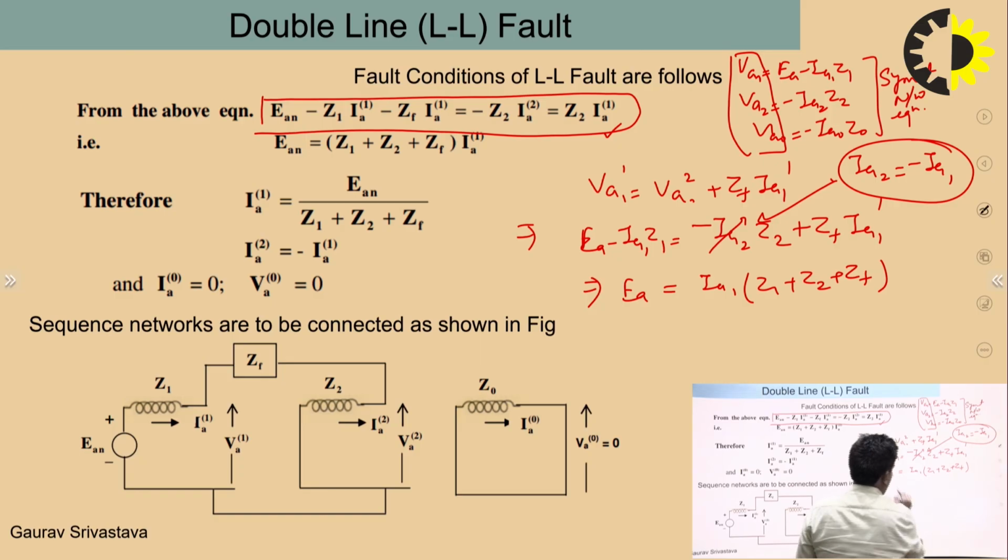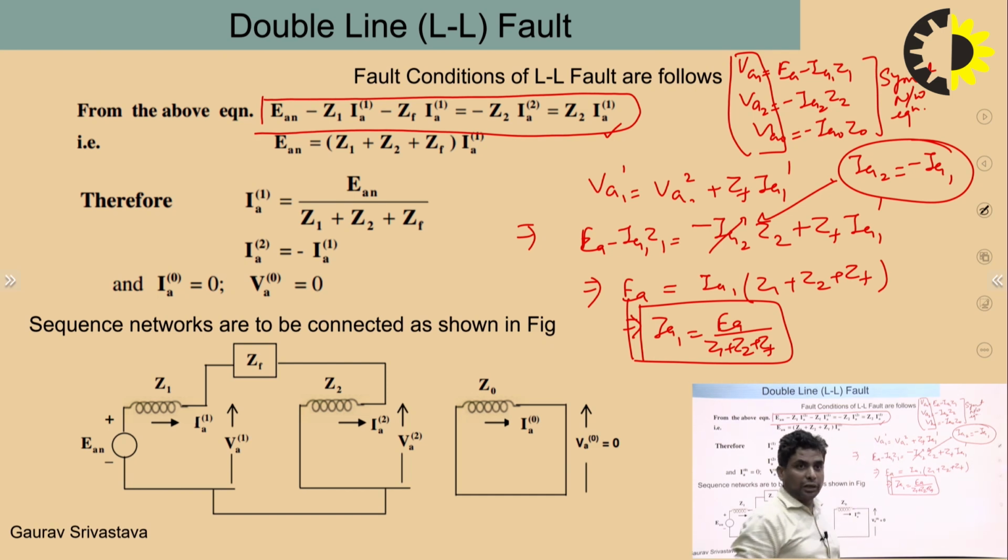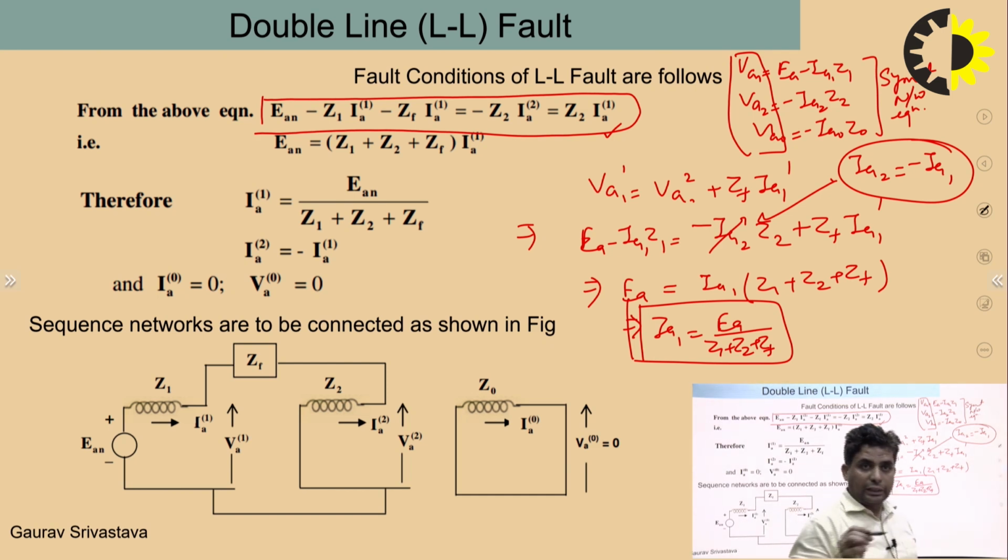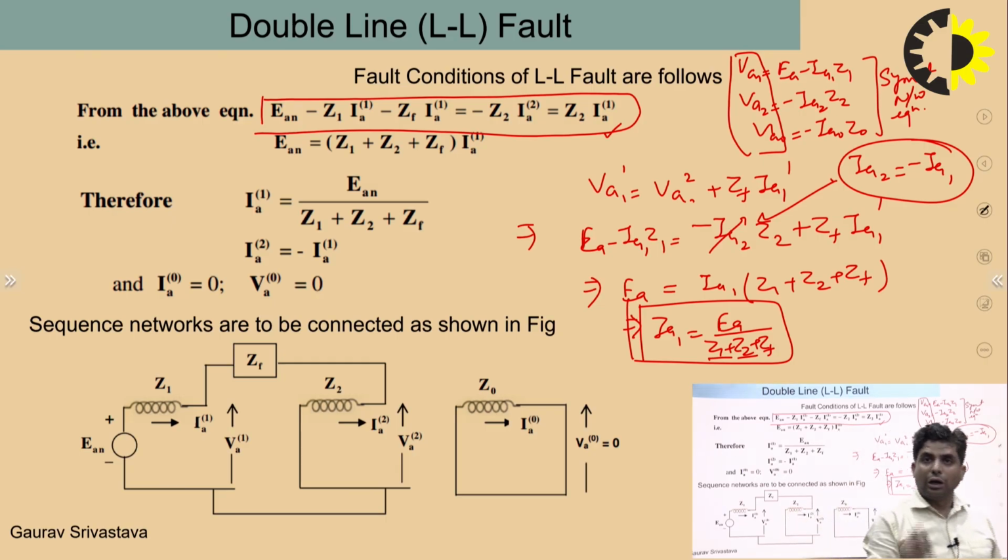So that is the overall configuration. That means Ia1 is equal to Ea by (Z1 plus Z2 plus ZF). So that is the final expression. We have to find out the fault current. In this expression, the positive and negative sequence impedances are available, and the positive sequence networks are available, but the current flowing in the positive and negative is in the opposite direction.